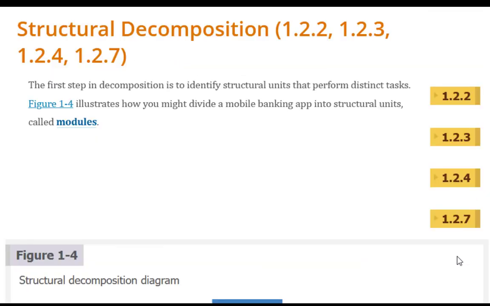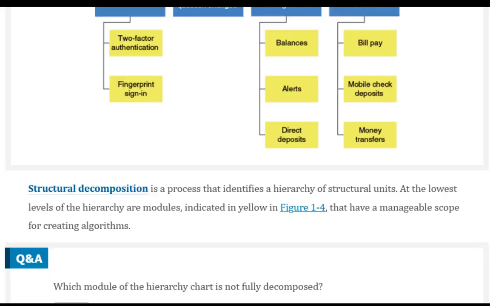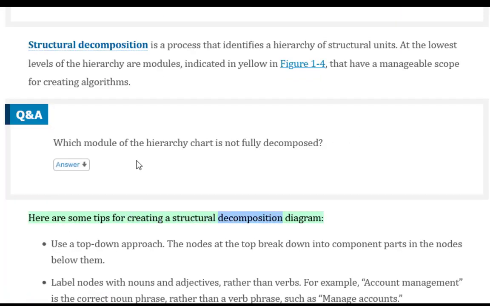Structural decomposition. The first step in decomposition is to identify structural units that perform distinct tasks. Figure 1-4 illustrates how you might divide a mobile banking app into structural units, called modules. Structural decomposition is a process that identifies a hierarchy of structural units. At the lowest levels of the hierarchy are modules, indicated in yellow in Figure 1-4, that have a manageable scope for creating algorithms. Here are some tips for creating a structural decomposition diagram.